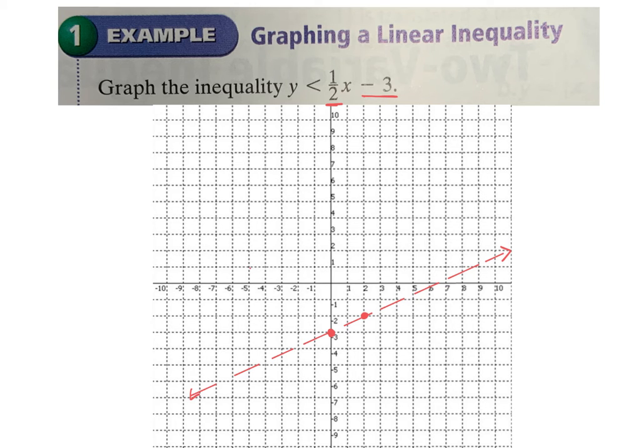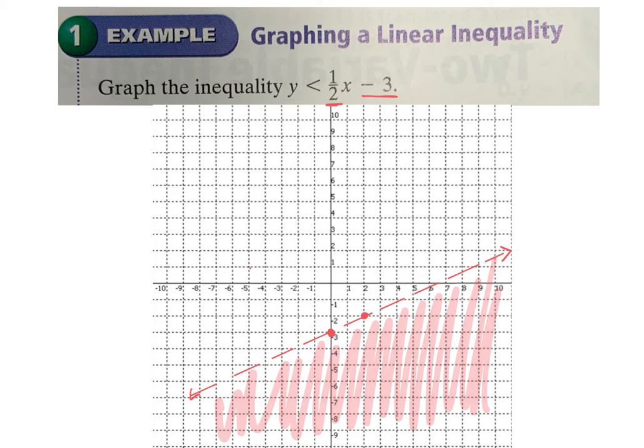And the next thing I'm going to look at is, well, it is less than that line. So when I go to shade it, I am going to find my y and I'm going to shade less than that. So I'm going to shade everything below it. And that whole thing there would be my answer.